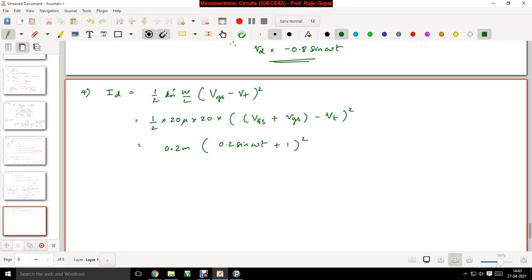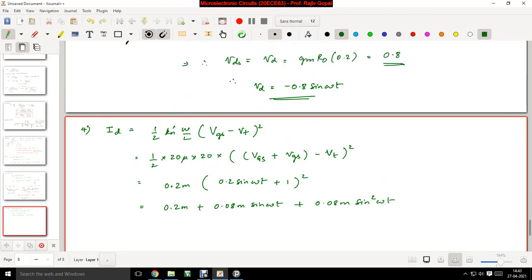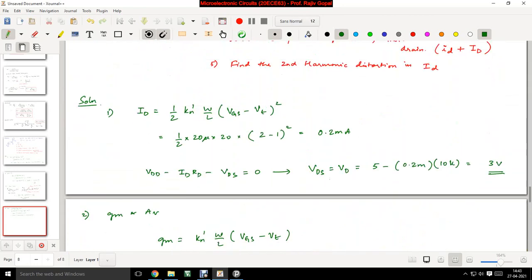This is a quadratic equation. Solve it. So you will get 0.2 milli plus 0.08 milli sin omega t plus 0.08 milli sin square omega t. Now it says that these are the various components of ID. You have omega, you have sin term, you have sin square term. But the 5th part of the question says find second harmonic distortion.